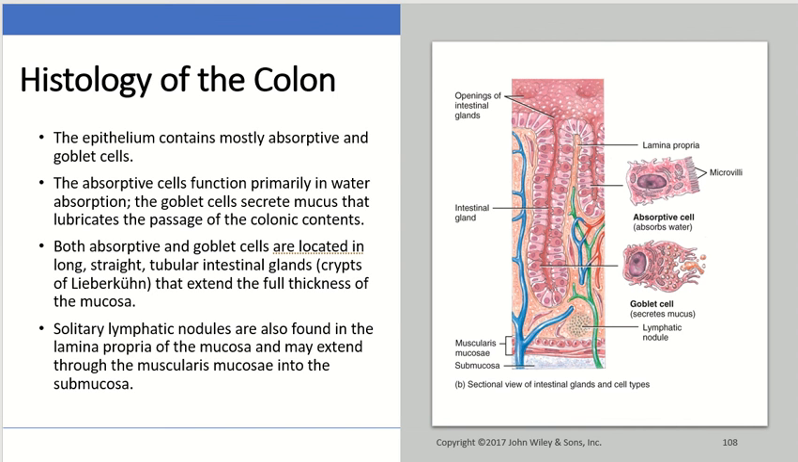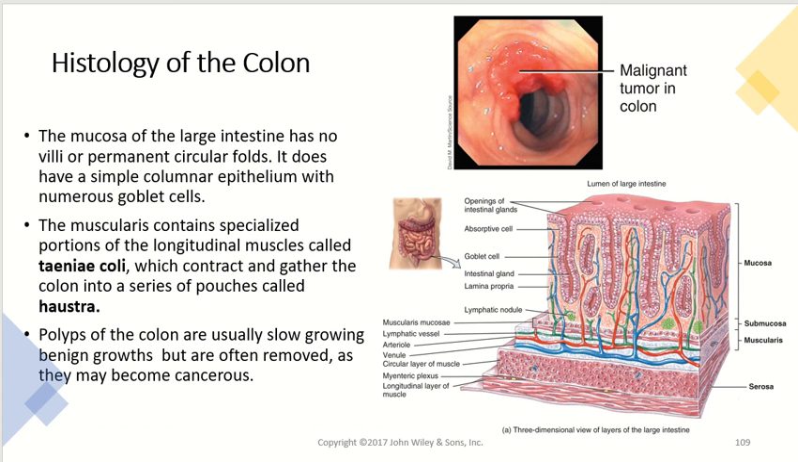The solitary lymphatic nodules are also going to be found in the lamina propria of the mucosa, and these can extend through the muscularis mucosae into the submucosa. The mucosa of the large intestine is going to have no villi and no permanent circular folds. It does, however, have a simple columnar epithelium that's going to have numerous goblet cells.